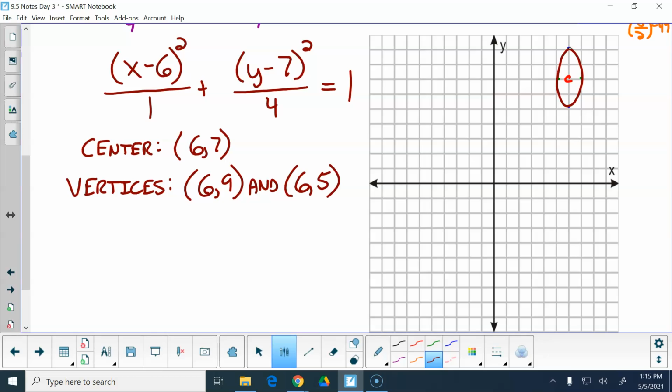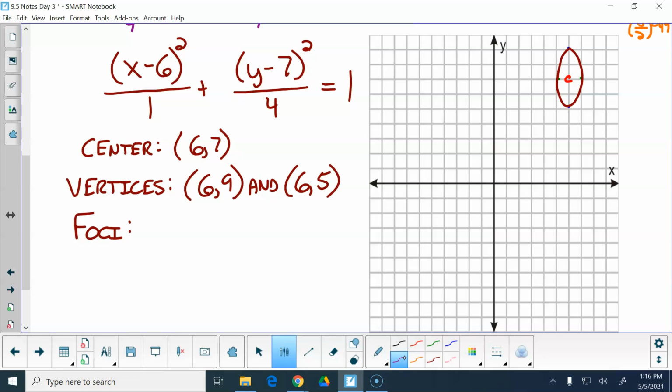Then I need to find the foci, the equation for the foci. What equation do I use for foci in an ellipse? A squared plus B squared plus C squared? That's in a hyperbola. Is it the absolute value of A and B? I don't know. We could look in our notes though. Should be in our notes.